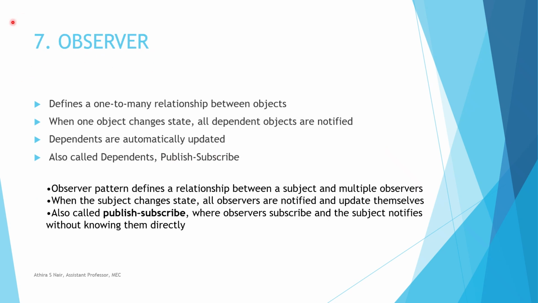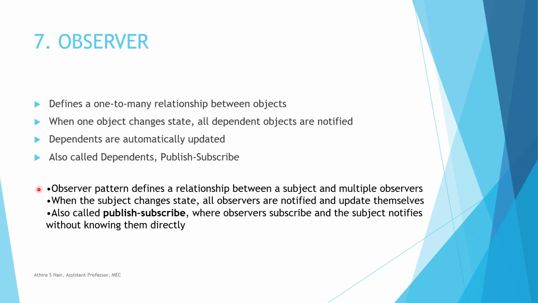Next type is observer. The intent of an observer is to define a one-to-many relationship or dependency between objects so that when one object changes state, all its dependents are notified and updated automatically. So this observer type is also called dependents or publish-subscribe. The observer pattern describes how to establish these relationships.